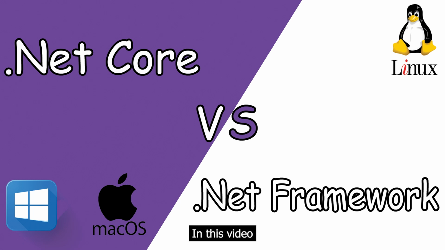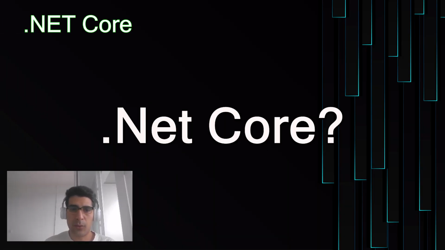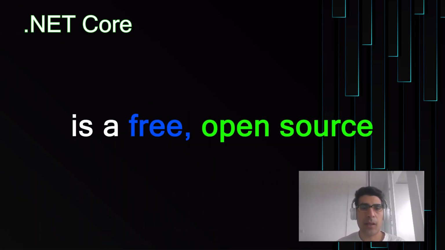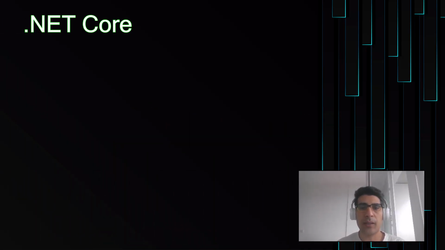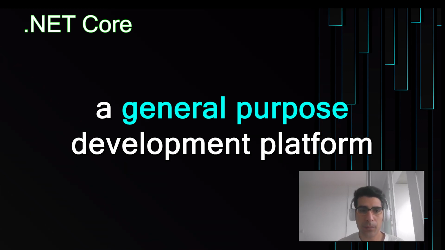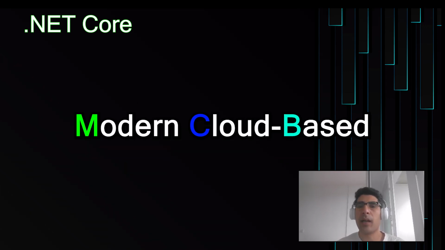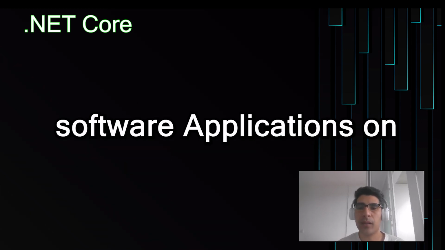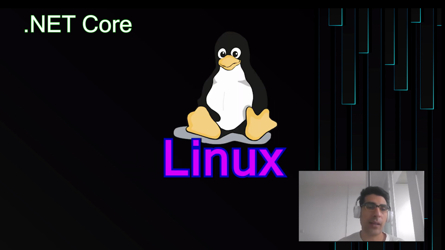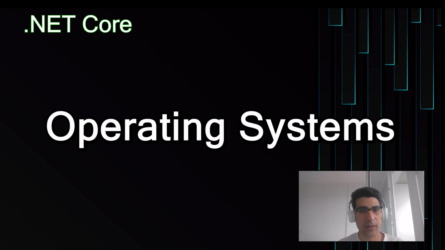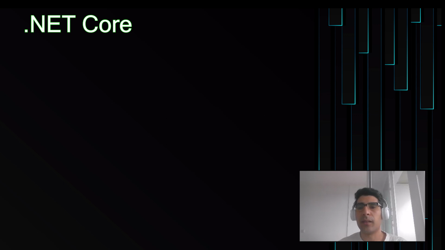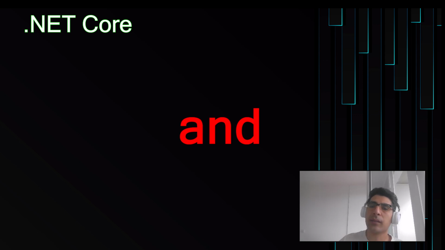Hello guys, in this video we want to learn what is the difference between the .NET Core and .NET Framework. What is .NET Core? .NET Core is a free, open source, general purpose development platform for developing modern cloud-based software applications on Windows, Linux, and Mac OS operating systems. It operates across several platforms and has been modernized to make .NET fast, scalable, and modern.